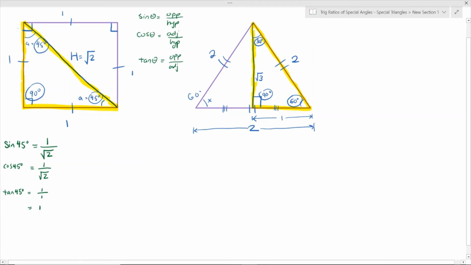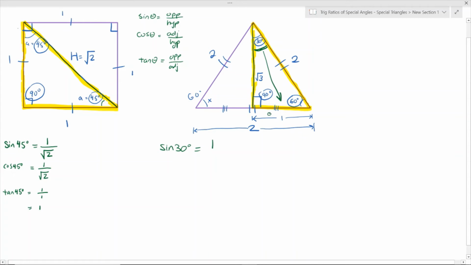So let's find sine of 30 degrees first. We look at 30 degrees here, and we need to find the opposite side. The opposite side is opposite to this angle right here, so our opposite side is going to be 1 because this side measures 1.